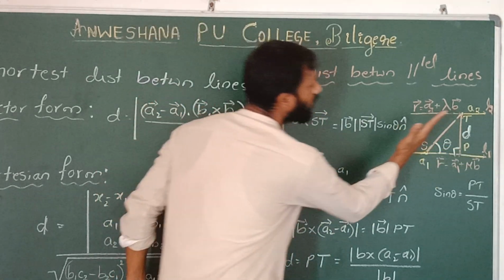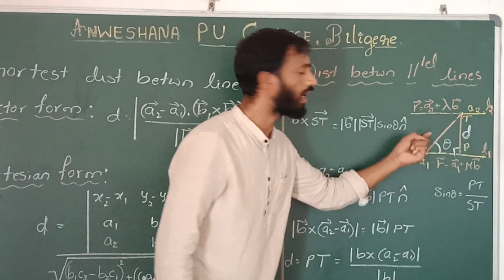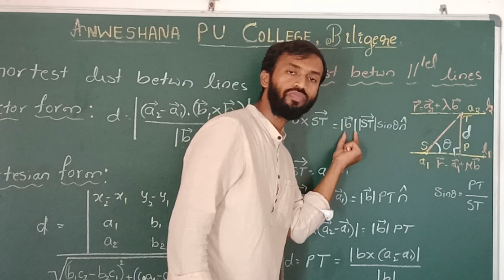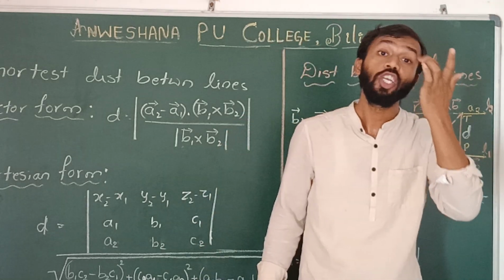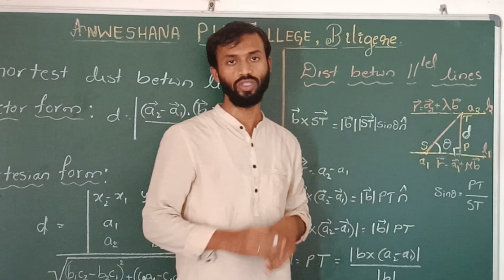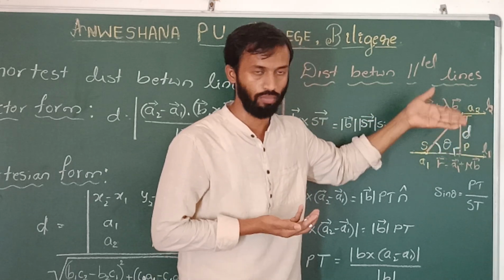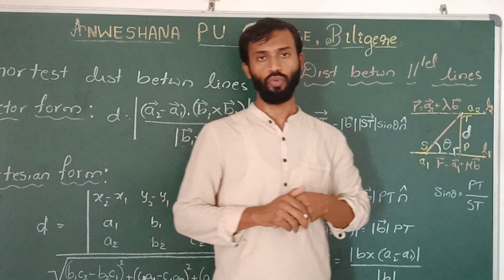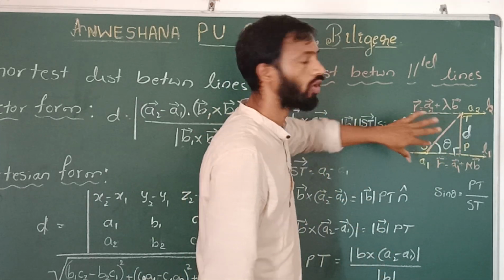Now apply the cross product of vector B and ST. The cross product of vector B and ST is equal to magnitude of B into magnitude of ST into sin theta n cap, where n cap is the unit vector perpendicular to the plane containing L1 and L2. L1 and L2 are coplanar because both lie on the same plane, parallel to each other. n cap is the unit vector perpendicular to both lines L1 and L2, that is, perpendicular to that plane.